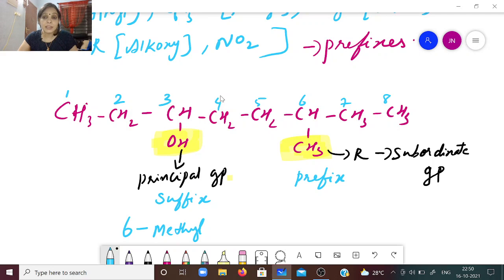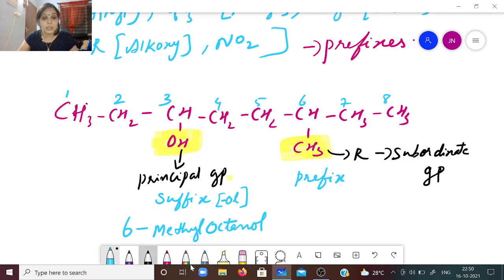6-methyl. Then OH is suffix. Suffix means you have to use OL as the ending. So I will get octanol. So 6-methyl octanol is the name of this compound. Sorry, 6-methyl octanol. This is on the third carbon.